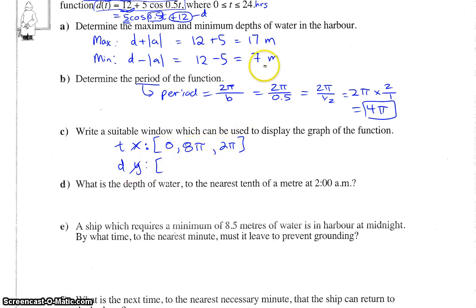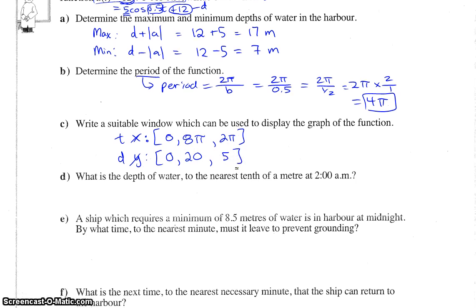Okay, now depth, our lowest depth was 7 meters. So we could go with 7, but in a real life case, I usually want to go with 0, if at all possible. And then our highest is 17. I'd go a little bit bigger than that. Let's go 20 and make our tick marks every 5. All right, good.